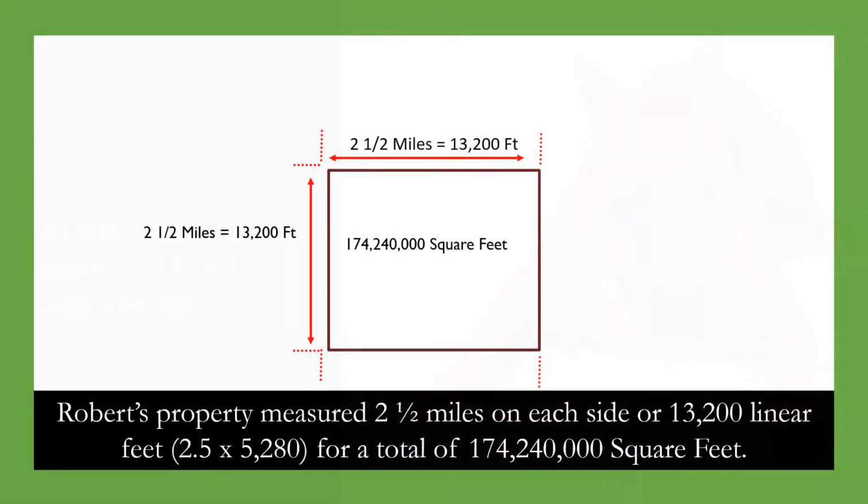Robert's property measured 2.5 miles on each side, or 13,200 linear feet. 2.5 times 5,280 equaling 13,200 linear feet for a total of 174,240,000 square feet.